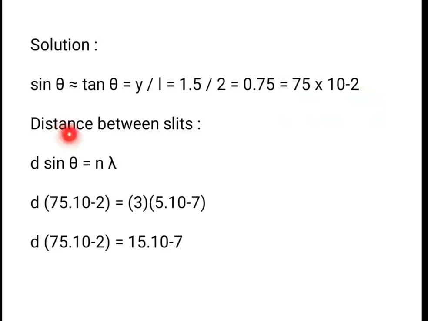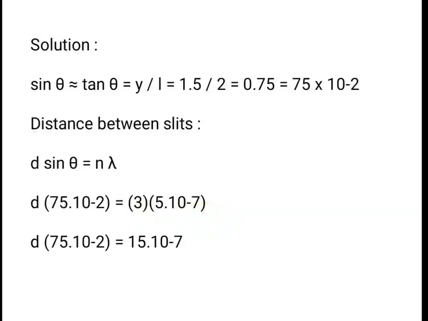Now here we have to use the formula for the distance between the slits, that is d sin theta is equal to n lambda. Here the sin theta value is 75 into 10 power minus 2. The n value is 3, that is the third order. Lambda is the wavelength, that is 5 into 10 power minus 7. So 3 into 5 into 10 power minus 7, that is 15 into 10 power minus 7.